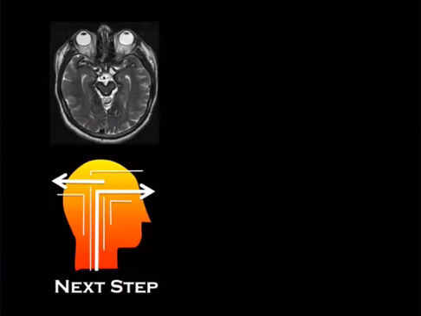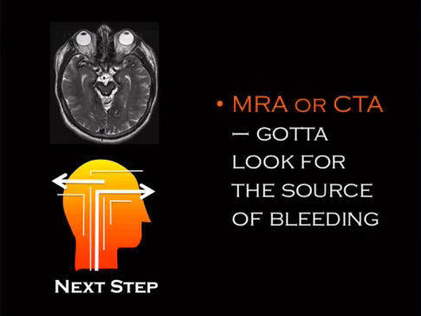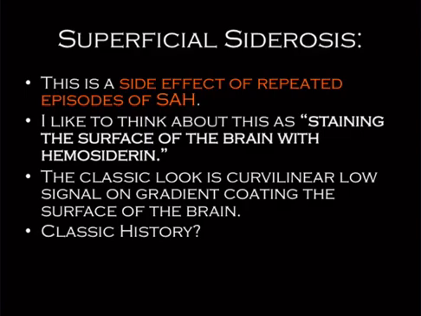A couple of things you need to know about that. The first one is a classic multiple choice scenario where they show you superficial siderosis, no history provided, and then you have to do a next step question. They want you to recognize that it is superficial siderosis and that it occurs because of bleeding, so they want you to get a CTA or an MRA to look for the source. Some places you'll read will tell you that you need to get spine imaging as well. Superficial siderosis is a side effect of repeated episodes of subarachnoid hemorrhage, and they can be just tiny little drips of blood.